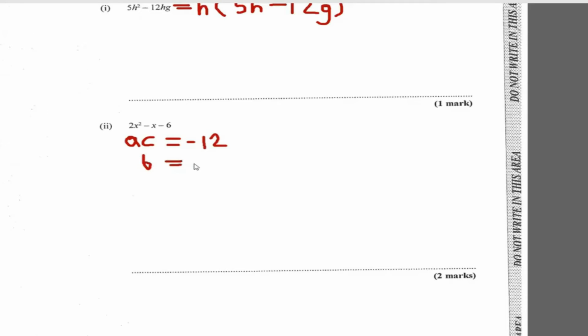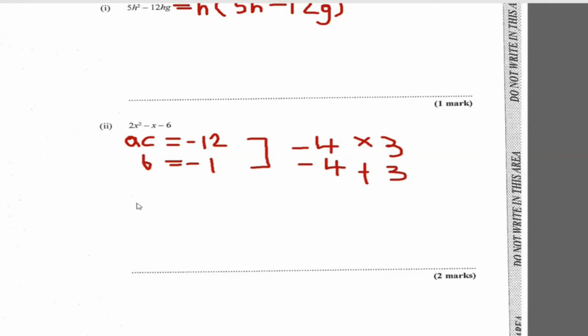So we are asking ourselves, which two numbers, when we multiply them, we get negative 12, but when we add them, we get negative 1. It appears to be negative 4 and 3, because negative 4 times 3 will give us negative 12, and negative 4 plus 3 will give us negative 1. So step 1 is complete.